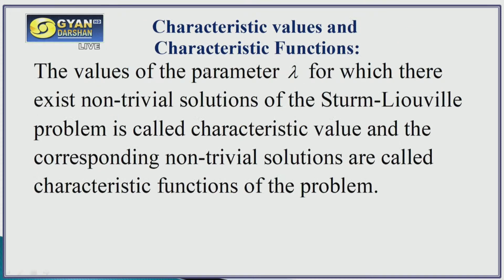Okay. So what are characteristic values and characteristic functions? We have already seen the examples. They are the values of the parameter lambda for which there are non-trivial solutions of the Sturm-Liouville problem. If you take any value of lambda, it will not always lead to a non-trivial solution. In the last example, we found non-trivial solutions only for lambda greater than 0. So the values of lambda for which we have non-trivial solutions are called characteristic values, and the corresponding solutions are characteristic functions.